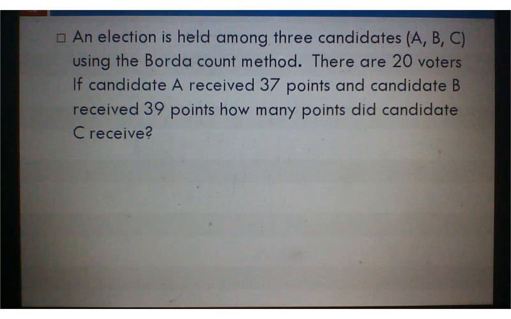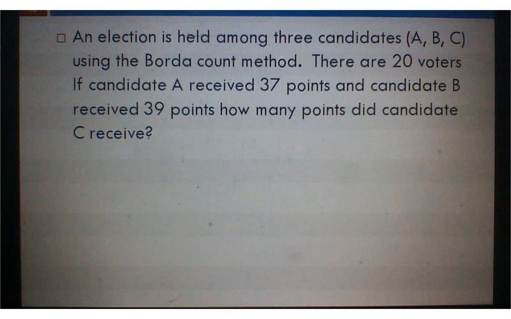Okay, last example. An election is held among three candidates, A, B, and C, using the Borda Count method. There are 20 voters. If candidate A received 37 points and candidate B received 39 points, how many points did candidate C receive? Okay, so this one isn't as straightforward. I have to do a little bit of backwards thinking.